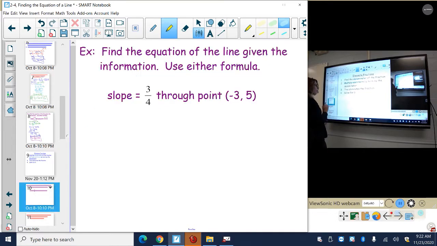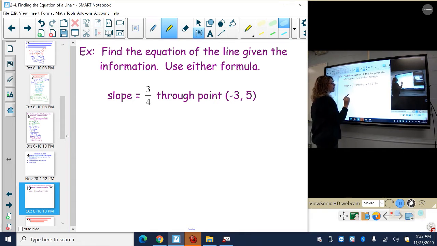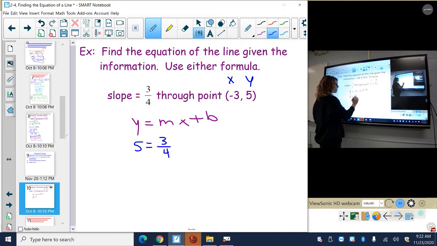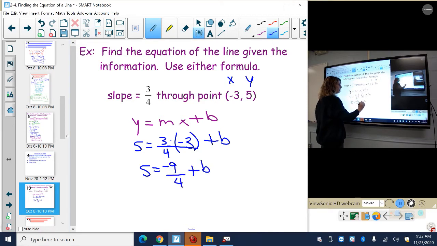Solve for b. So here we go. I give you the slope is 3/4 through the point -3, 5. So y is equal to mx plus b. I'm going to go ahead and label this x and y. So I have y is 5, 3/4 is my slope, -3 is my x plus b. I'm going to extend this. I'm going to marry the tops. 3 times -3 is -9 over 4 plus b.